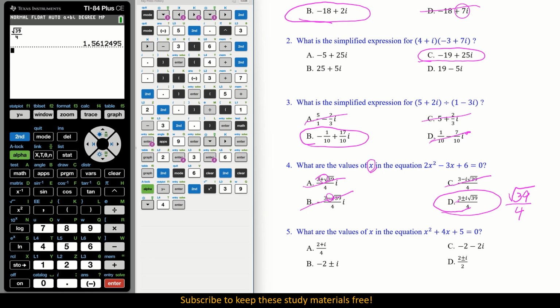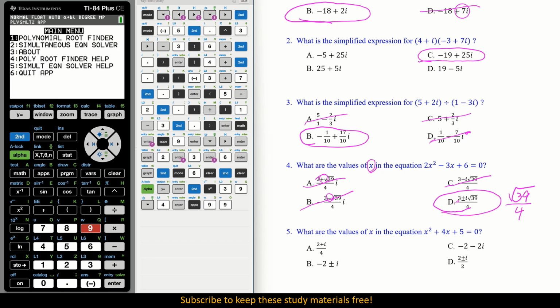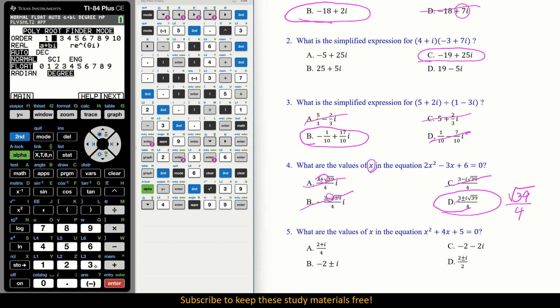Okay, number 5. What are the values of x in the equation? We have x squared plus 4x plus 5 equals 0. Well, they want to know what the zeros or roots are, so we just go back to apps. And remember, we need number 9. Okay, and it's number 1, so just push enter.